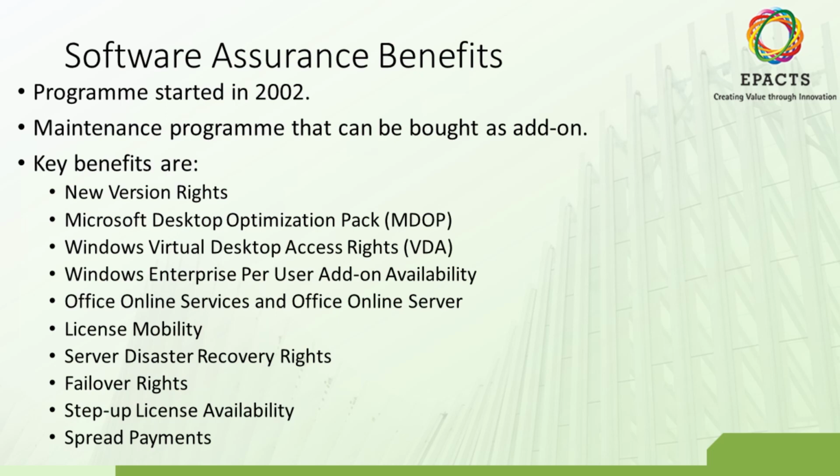We also get something called the desktop optimization pack and virtual desktop access rights. So basically allowing your end users to access virtual desktops and create virtual machines on their local machine. We also have something called the Windows Enterprise add-on. So you have your Pro edition of Windows, which is either a paper license or an OEM license, and on top of that, you can then perform an in-place upgrade to Enterprise edition of Windows. And these are some of the other rights.